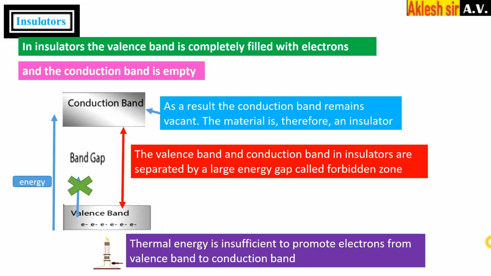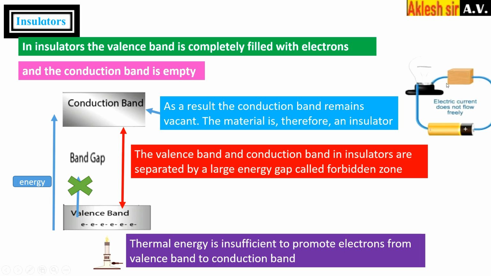As a result, the conduction band will always remain empty and this material will behave like an insulator. That is, it will not allow the current to pass because there are no free electrons present in the conduction band. So you can see here, the bulb is not glowing because in between you have kept the wood, and wood is an insulator, therefore no electrons are free in the wood, therefore the current will not flow.